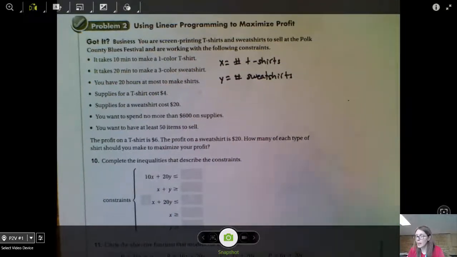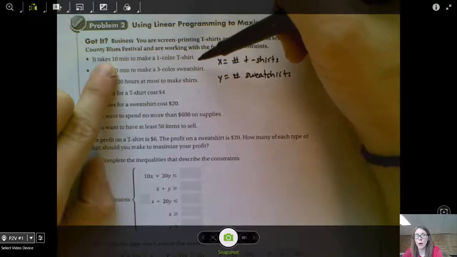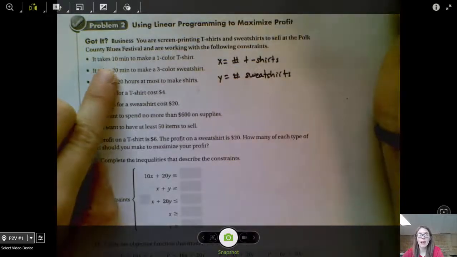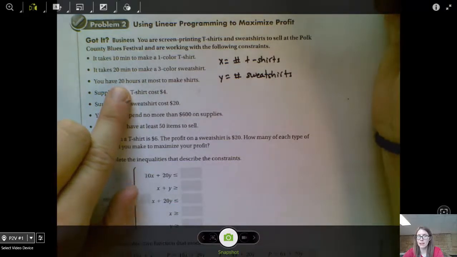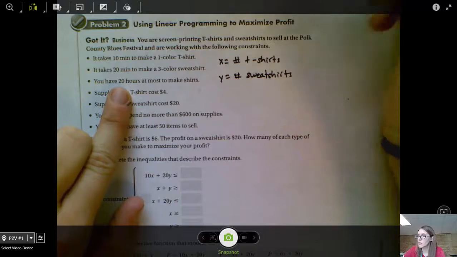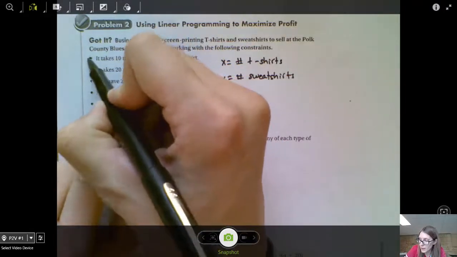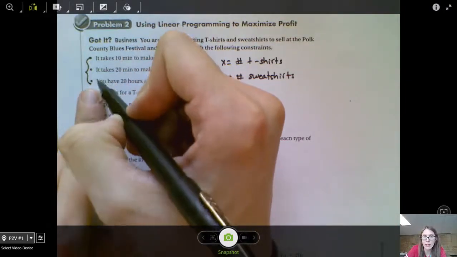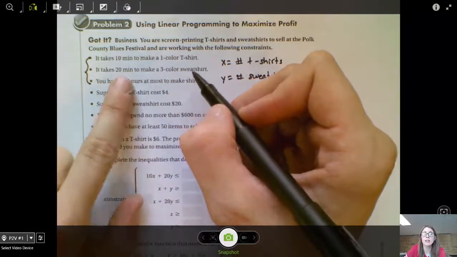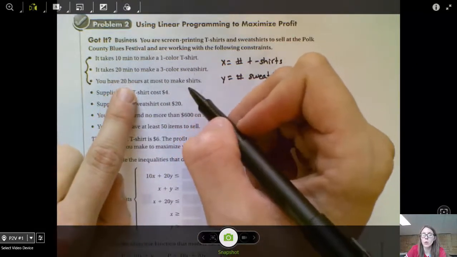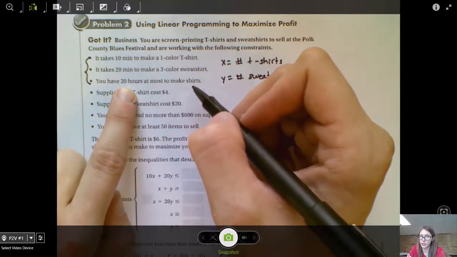Okay. We know it takes 10 minutes to make a one-color t-shirt. It takes 20 minutes to make a three-color sweatshirt. You have 20 hours at most to make shirts. So our information's kind of lined up for us here. Just based off these three, it takes 10 minutes to make a t-shirt, 20 minutes to make a sweatshirt. We have 20 hours at most to make shirts.